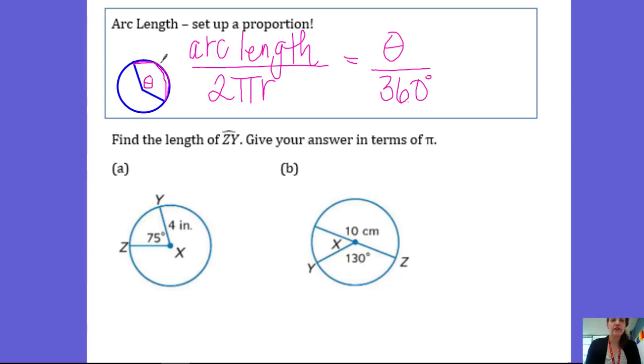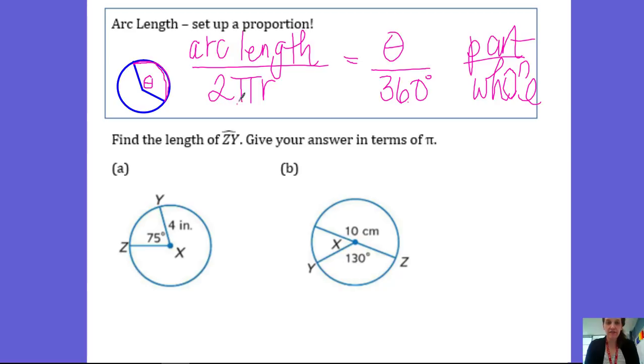So your arc length is a part of the circumference. This concept is part over whole. The arc length is part of the circumference, 2 pi r is the whole circumference. Your angle is part of the degrees, 360 is the whole way around. So it's part over whole equals part over whole.